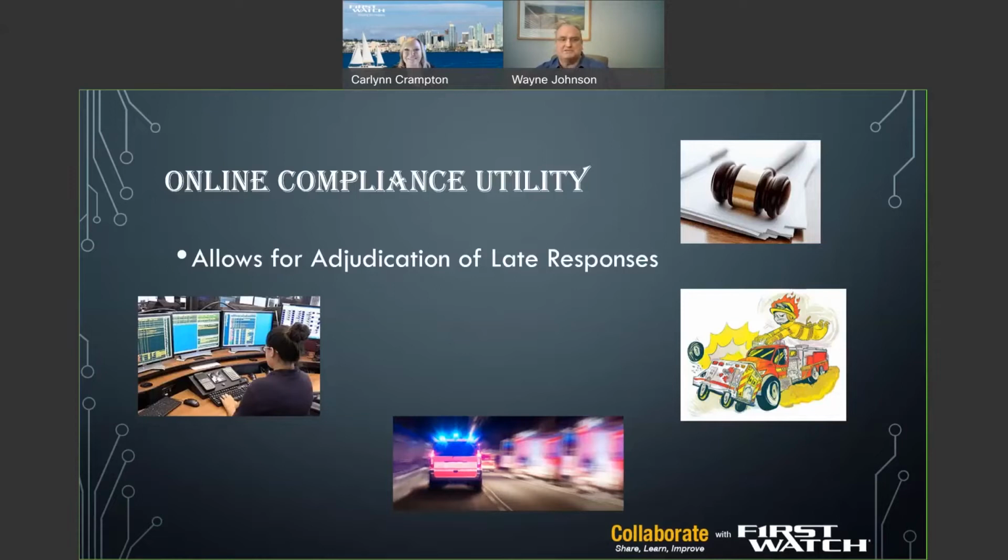So basically the online compliance utility allows for adjudication of your late responses. Both entities, the authority side and the provider side, get to go through the calls, and the provider will ask for a call to be exempt or to be considered not late through a time correction or something. It allows the authority to say, yeah, I agree, or no, I don't agree, and this is the reason why. And you could have that dialogue via this program back and forth in writing, so everything's captured and accounted for.